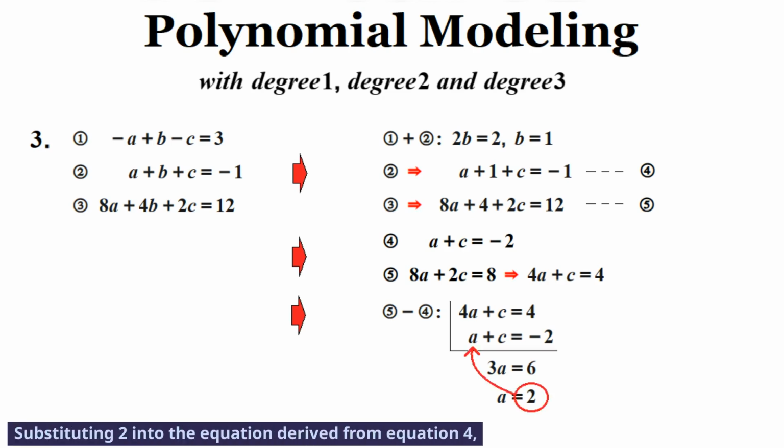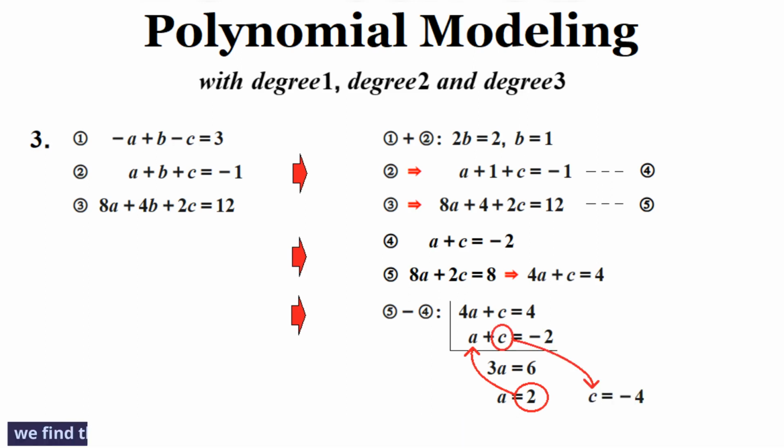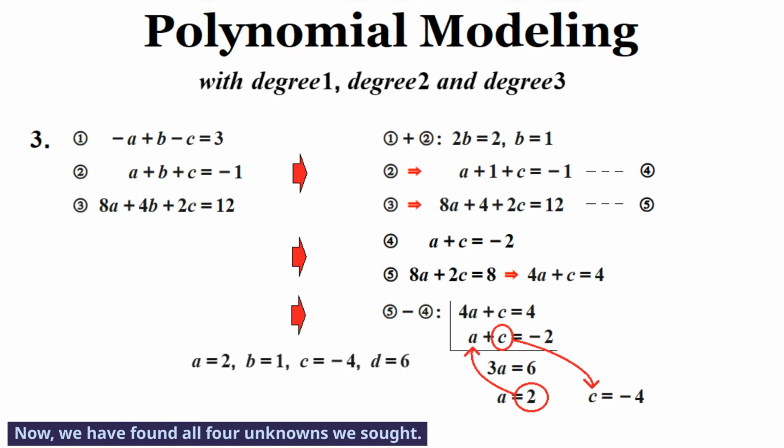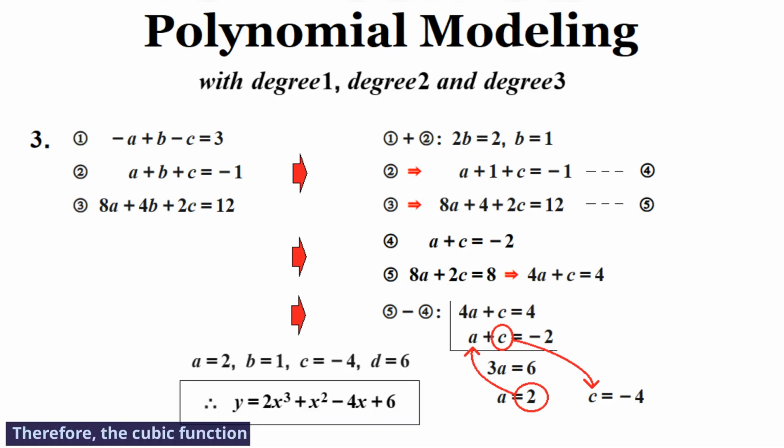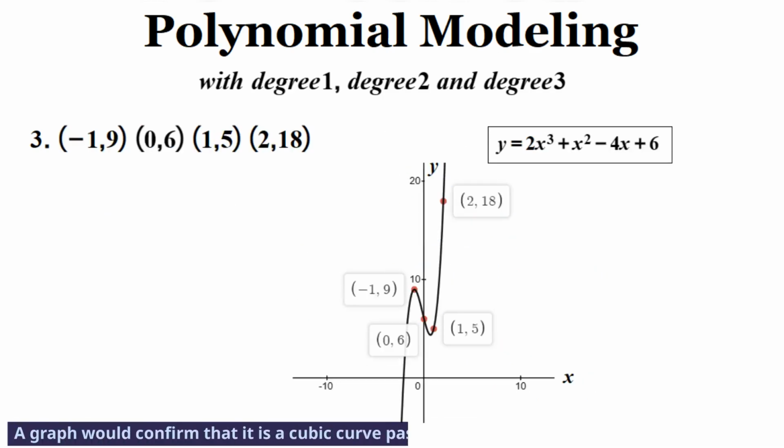Substituting 2 into the equation derived from equation 4, we find the value of c. Now, we have found all 4 unknowns we sought. Therefore, the cubic function we are looking for is found. A graph would confirm that it is a cubic curve passing through the given 4 points.